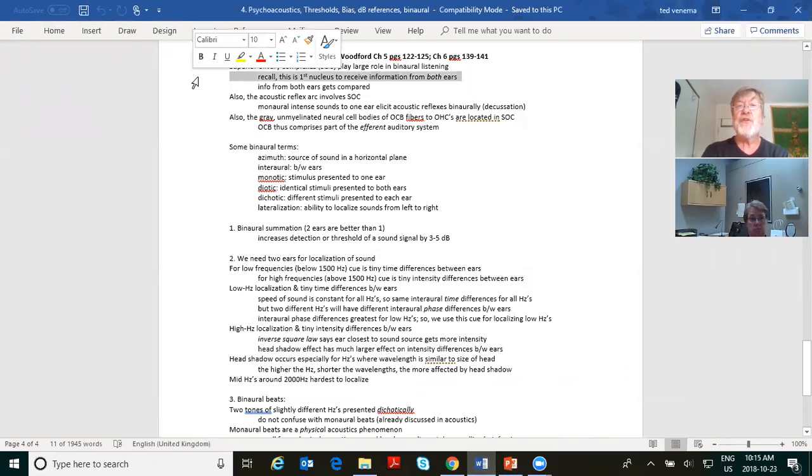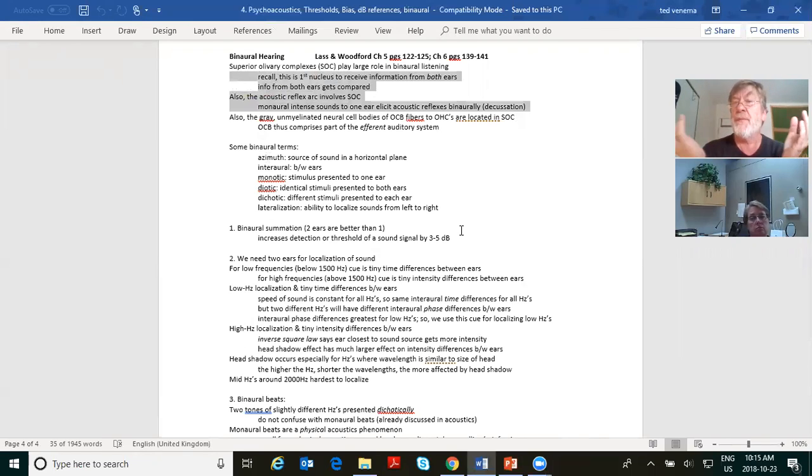Recall, the SOC is the first nucleus to receive info from both ears. Info from both ears gets compared. Decussation, there's that word, crossover. Don't worry so much about acoustic reflex. Oh yeah, look at the acoustic reflexes that you learned in the middle ear, in Unit 2, I think, in your 120. Your acoustic reflex arc also involves these SOCs. Loud sounds to one ear cause an acoustic reflex in both ears because there's crossover happening at that level.